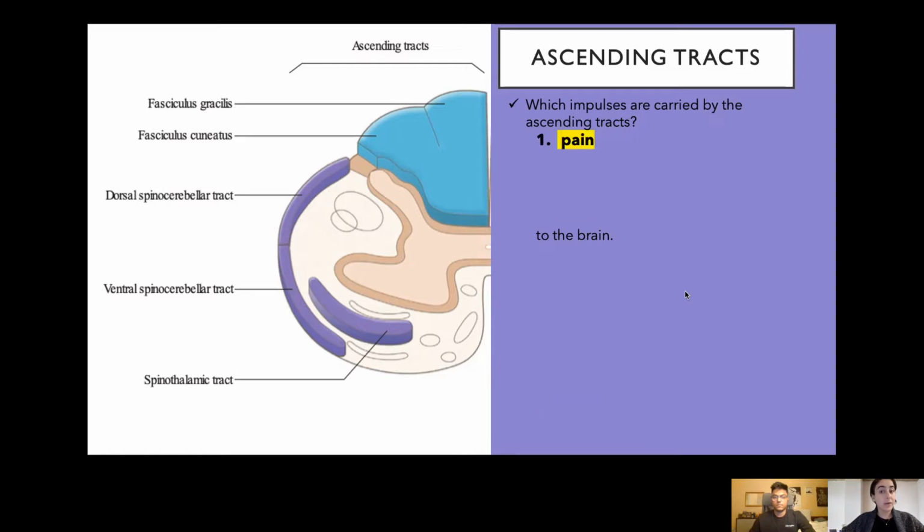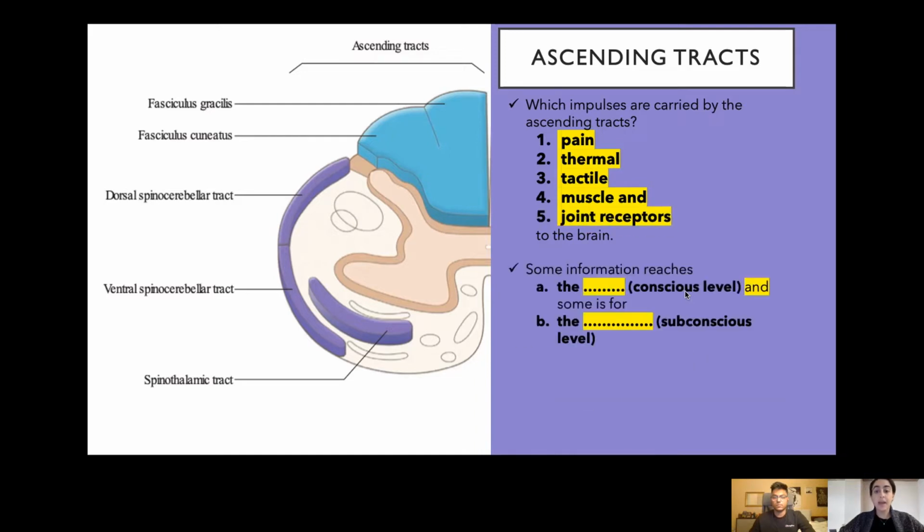They carry what kind of impulses? They carry pain stimuli, thermal stimuli, tactile stimuli, and stimuli from muscles and joint receptors. So some of this information will reach the conscious level, that means you are aware of it, and some of them the subconscious level. So conscious level, that means cortex, and subconscious level, that means cerebellum.